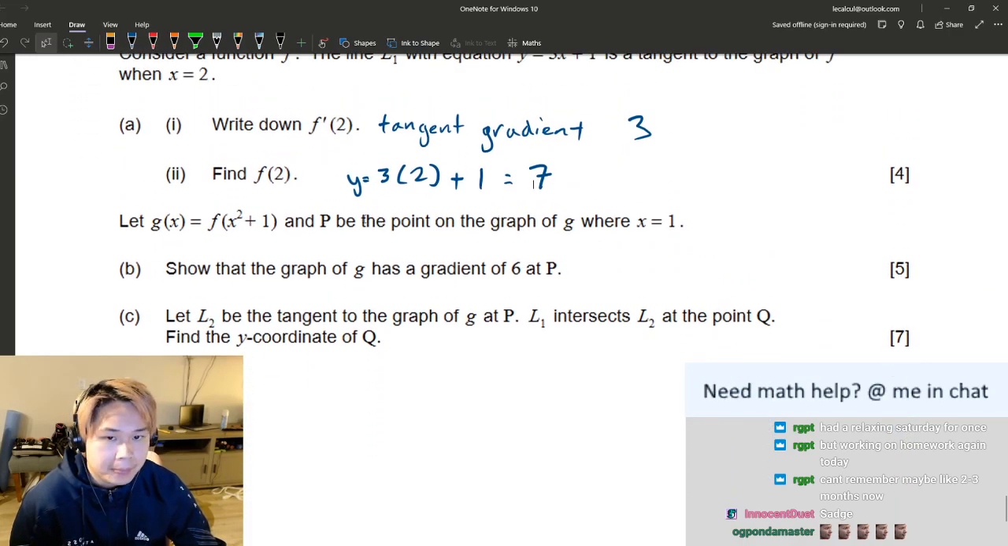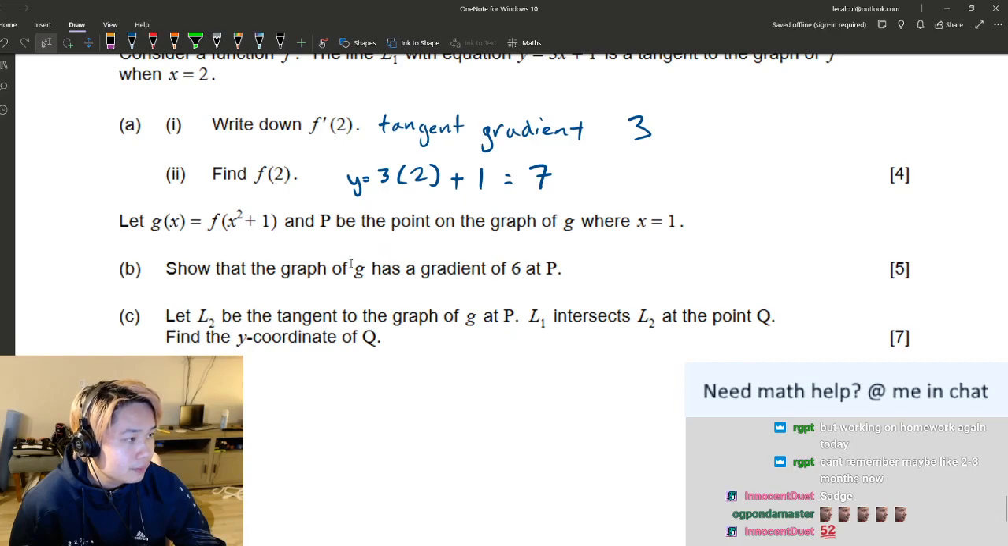Okay, and next up we have g, and then g is f of x squared plus 1, and then P is the point on the graph of g, where x is 1. And then 52, yeah, I know, streaming for 52 minutes. Okay, show that the graph has a gradient of 6 at P.